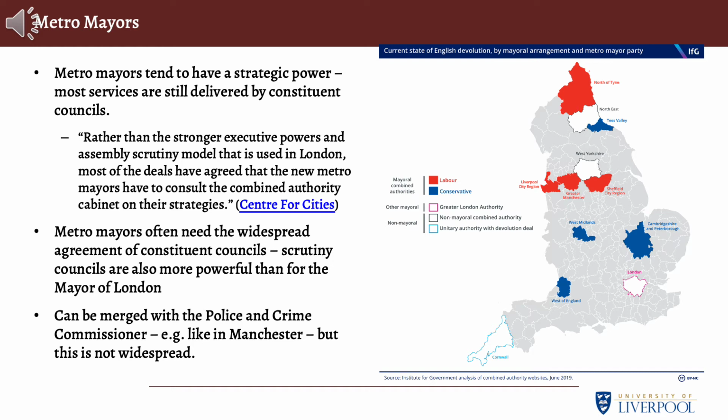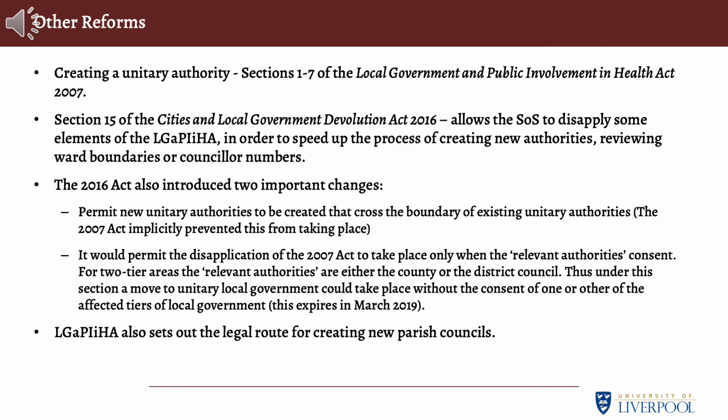Now, in some cases, they can be merged with the Police and Crime Commissioner, like in Manchester, but it's not widespread. So in Liverpool, for example, Halton is part of the combined authority, but part of a different Police and Crime Commissioner area, because it's part of Cheshire Police, Steve Rotherham. And then we have a whole host of other reforms here that, again, you don't need to know the specifics of, but if you are writing an essay on it, or you're doing a presentation, then at least you know where you can find this information.